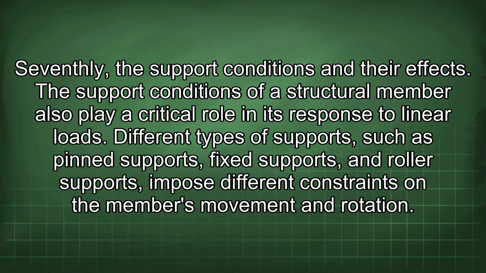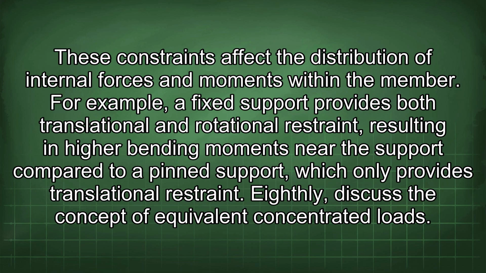Seventhly, the support conditions and their effects. The support conditions of a structural member also play a critical role in its response to linear loads. Different types of supports, such as pin supports, fixed supports, and roller supports, impose different constraints on the member's movement and rotation. These constraints affect the distribution of internal forces and moments within the member. For example, a fixed support provides both translational and rotational restraint, resulting in higher bending moments near the support compared to a pin support, which only provides translational restraint.